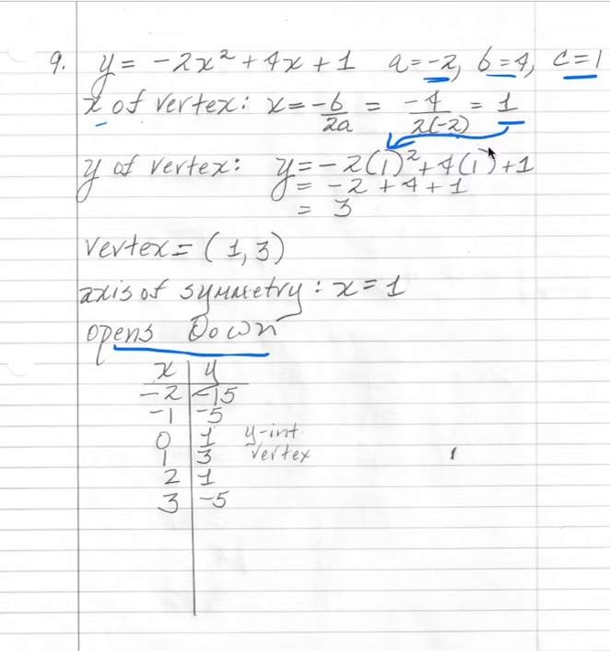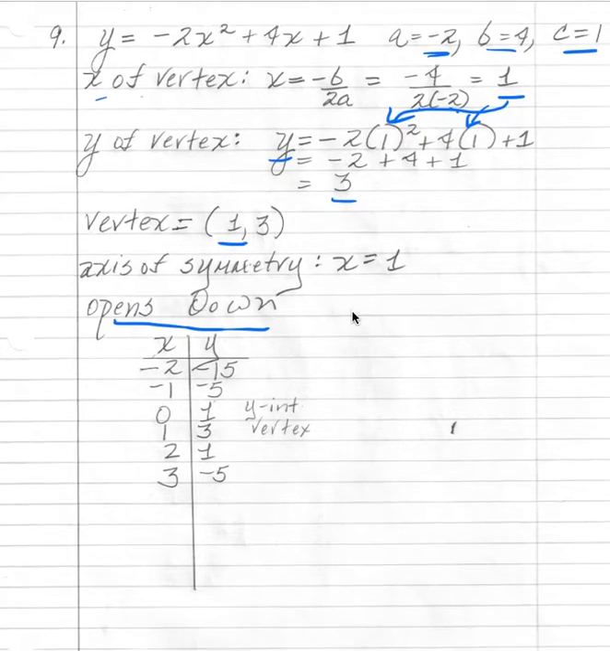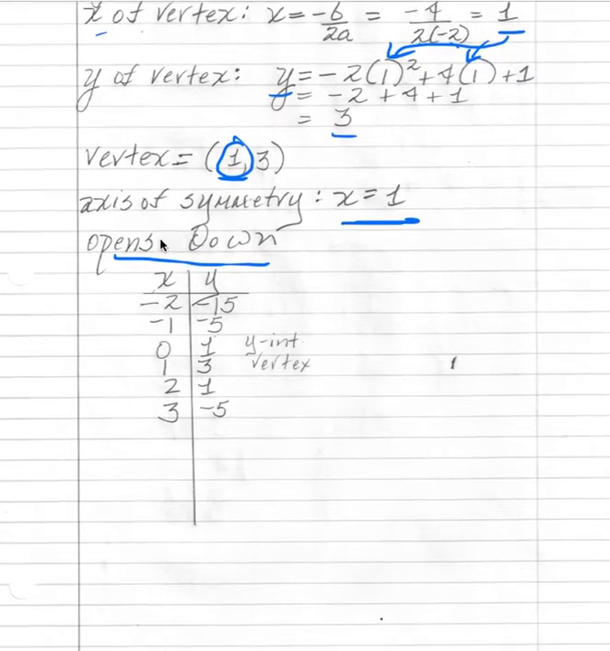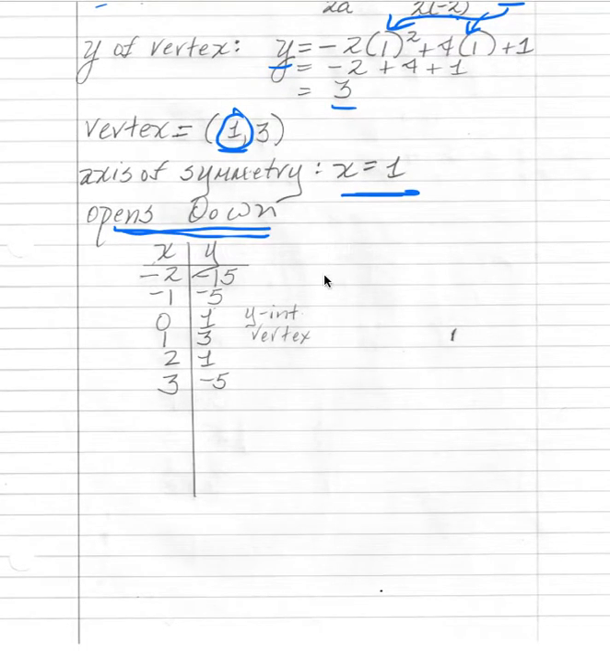And then I'm going to put that 1 into the x of the quadratic to figure out the y of my vertex, and that comes out to 3. So my vertex is at 1, 3. My axis of symmetry is at x equals 1, a vertical line going through x equals 1. Like I said before, it's going to open down because of the negative leading coefficient.